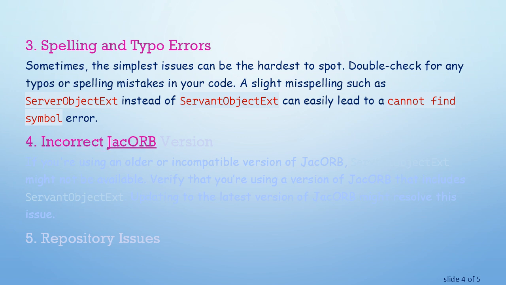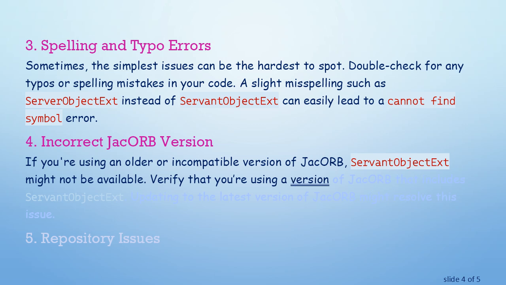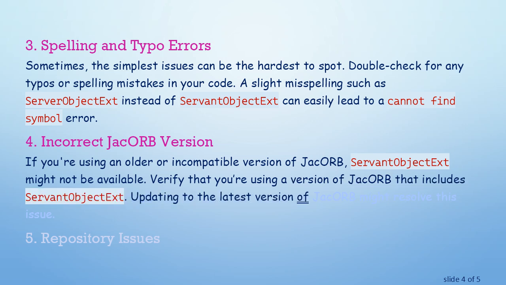4. Incorrect JacORB version. If you're using an older or incompatible version of JacORB, ServantObjectExt might not be available. Verify that you're using a version of JacORB that includes ServantObjectExt. Updating to the latest version of JacORB might resolve this issue.